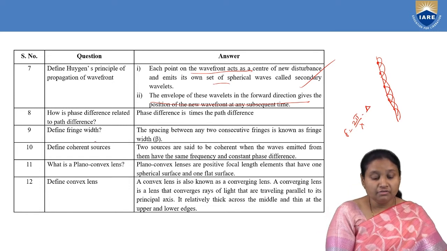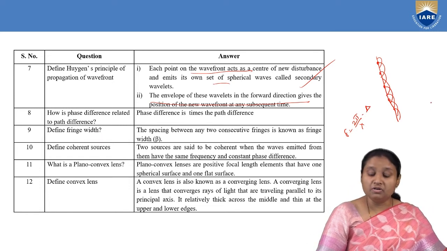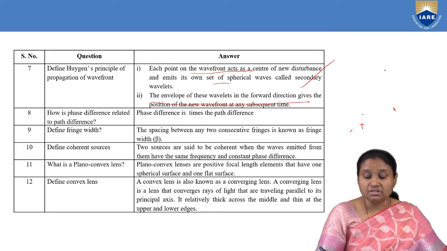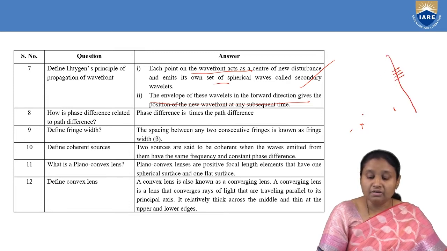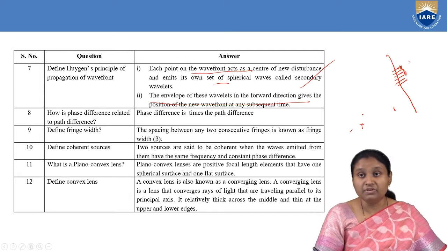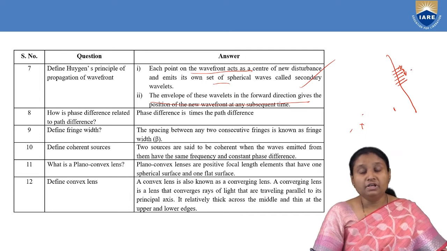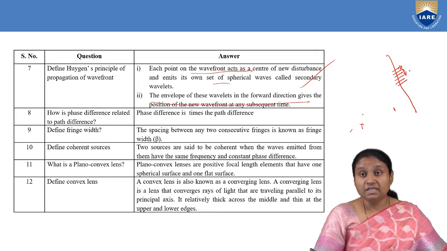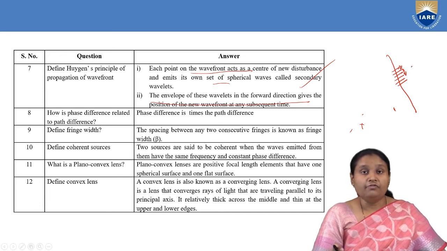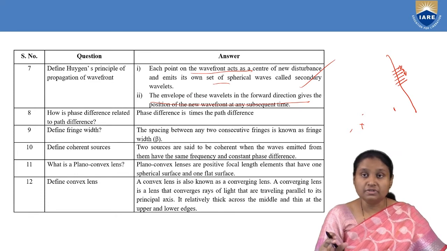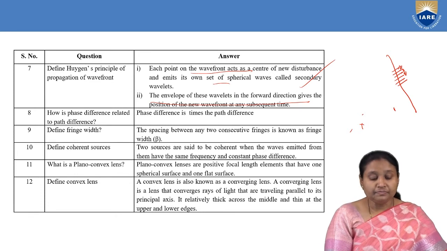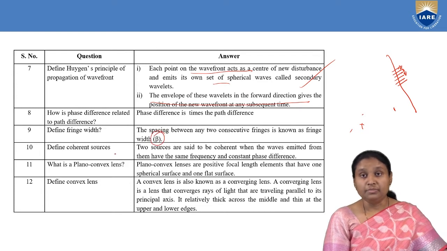Then define fringe width. So what is fringe width? We know that because of interference on the screen, we are going to get alternate bright and dark fringes. Suppose this is our screen, and on the screen we get alternate bright and dark fringes. The distance between two consecutive bright fringes or two consecutive dark fringes is nothing but fringe width. In interference, all bright and dark fringes are of the same width, and that width is nothing but fringe width. It is represented by beta.